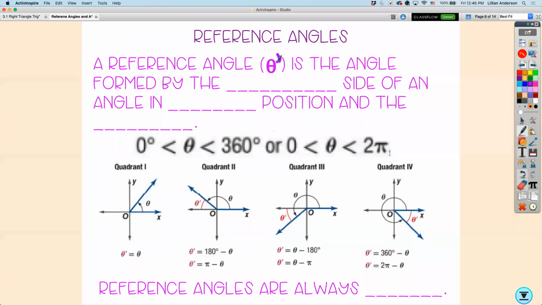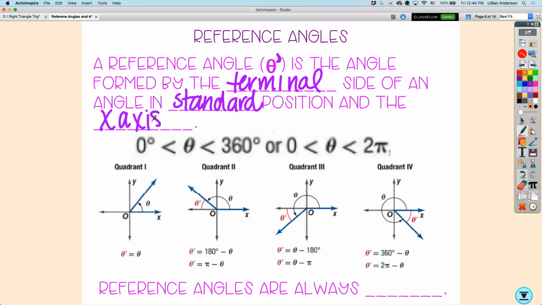It is an angle that's formed by the terminal side of your angle in standard position, of course. We only work with standard position, so that means the initial side is on the positive x-axis. But reference angles are formed between the terminal side and the x-axis, whether it's the positive x-axis or the negative x-axis.